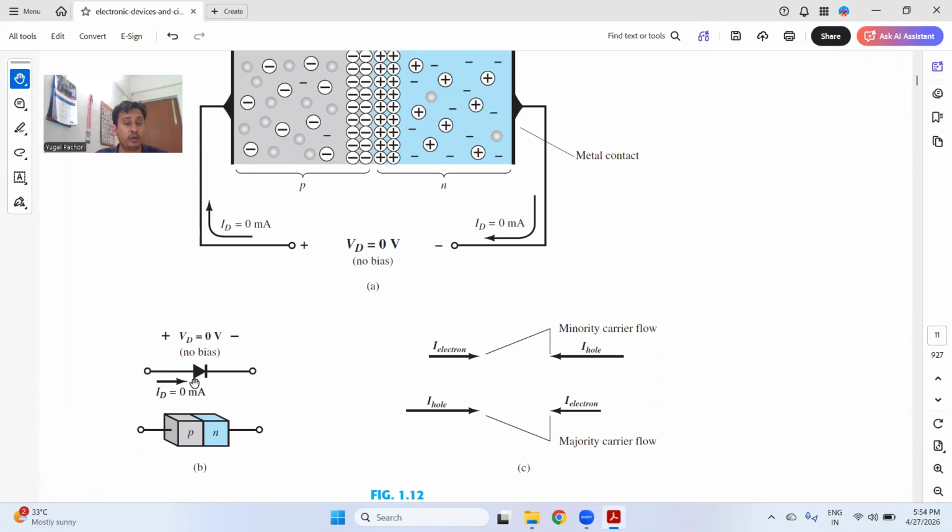This arrow denotes P and this plate denotes N. So this is the symbol of the PN diode. And a diode works as a switch. How? I will tell you in the further discussion.